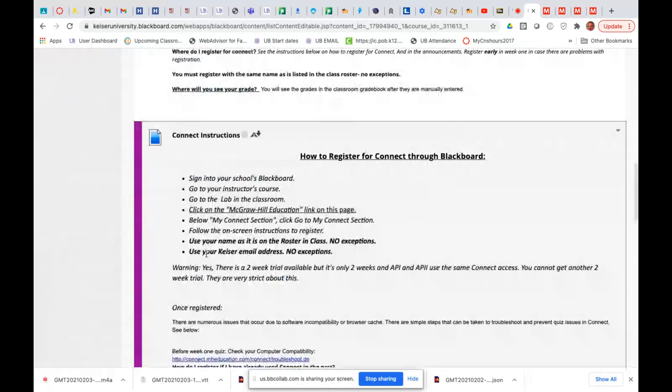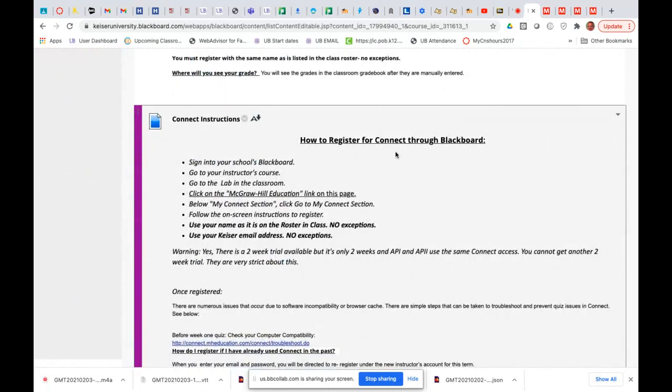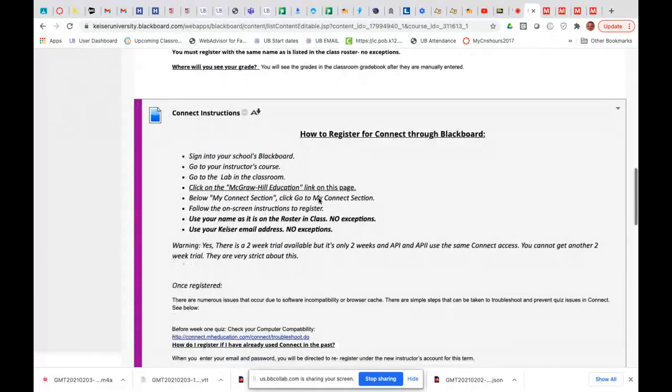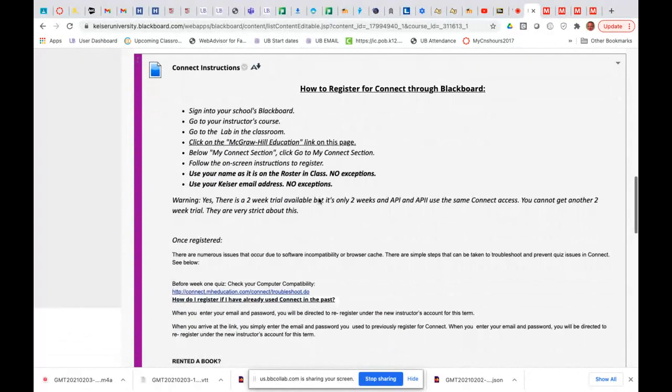Scroll down a bit. Here again is how to register for Connect. You'll definitely want to do that this evening. Use your name that's in the roster. Use your legal name, no nicknames. It has to connect, right? Because the grades are going from Connect into Blackboard.